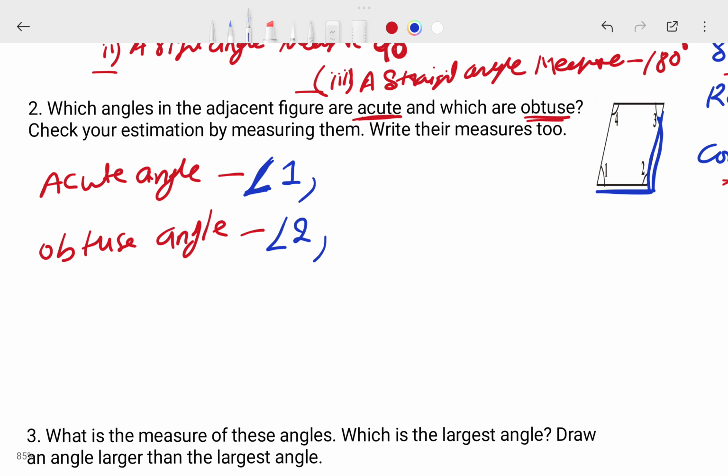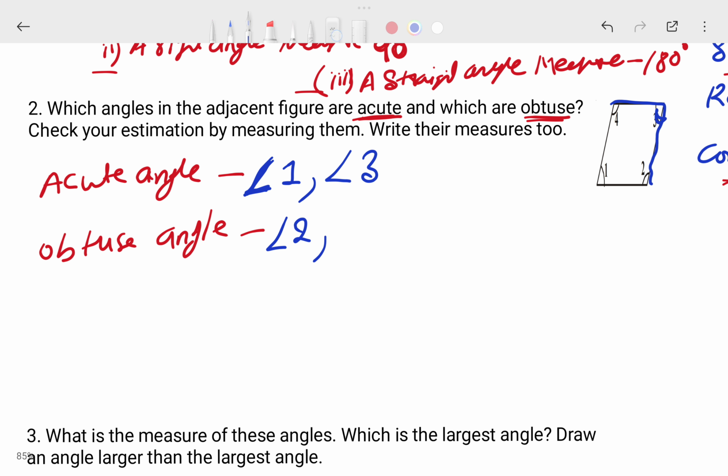Let's see angle 3. If you measure angle 3 with the protractor, this is the acute angle. Why? It is less than 90 degrees. So option 3 is an acute angle.